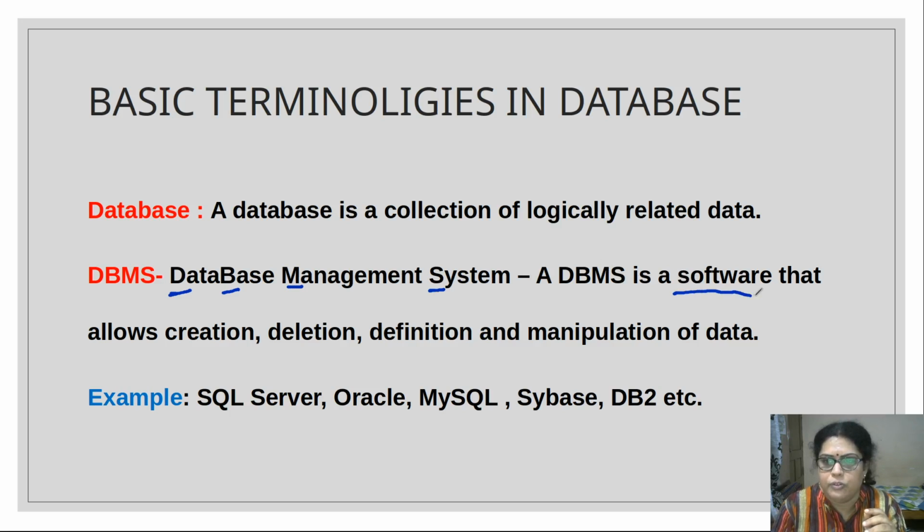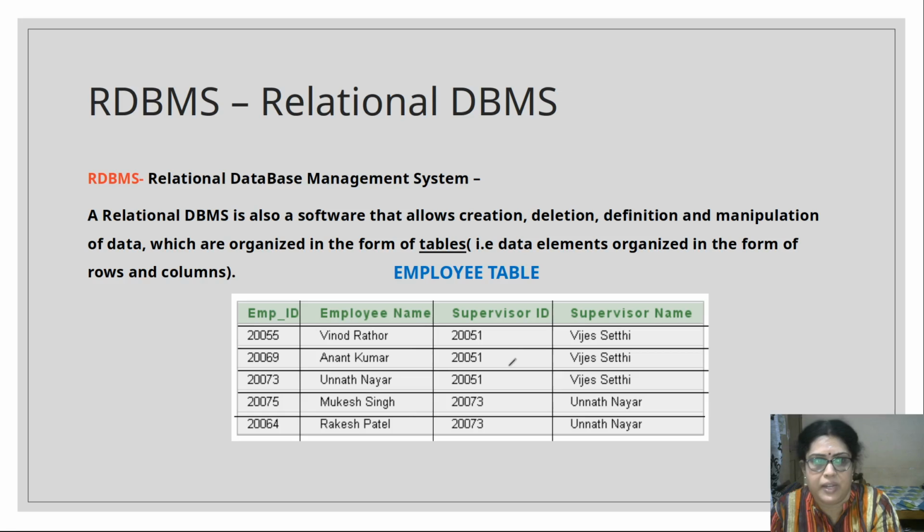What is DBMS? A DBMS is a software, so this word is very important here, that allows creation, deletion, definition and manipulation of data. Always remember the word manipulate means to change. What is a software? It's a set of programs or set of instructions given to the computer. And what are the instructions going to do? They are going to create, delete, define or manipulate the data. Examples of DBMS, this may be asked for 2 marks: SQL Server, Oracle, MySQL, Sybase, DB2, etc. These are some of the examples of databases.